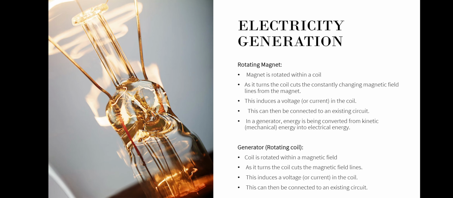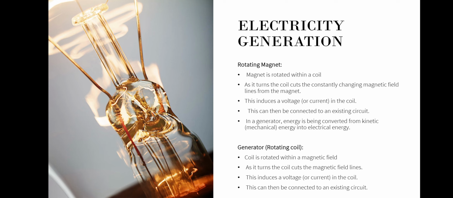Next up is electricity generation. Now electricity can be generated by a rotating magnet or a generator, which is a rotating coil. So for rotating magnet, what you need to do is, first of all, the magnet is rotated within the coil. As it turns, the coil cuts the constantly changing magnetic field lines from the magnet. This induces a voltage in the coil. This can then be connected to an existing circuit, and finally in a generator, energy is being converted from kinetic energy into electrical energy.